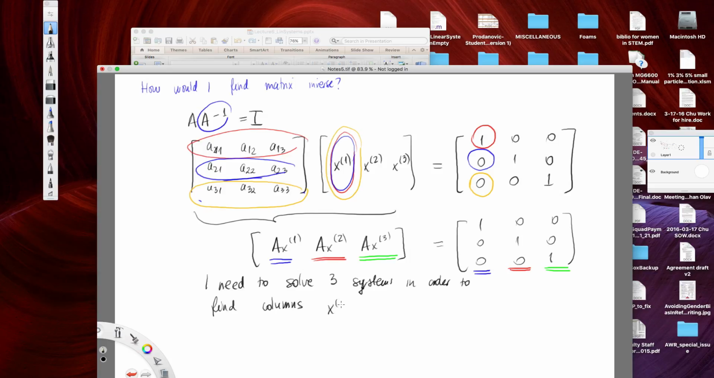So columns x1, x2, x3 of A inverse. Is this part clear? I already created the decomposition A equals LU for the matrix A that we just dealt with a moment ago. Okay? Let's find its inverse.